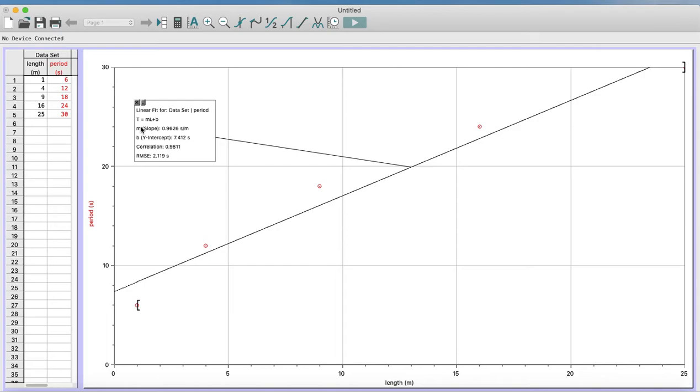But I do have an important value in here. It's called the correlation. The correlation in here is 0.9811, which actually seems kind of good. Why? Because the best correlation you can have is 1. So anything closer to 1 is better.